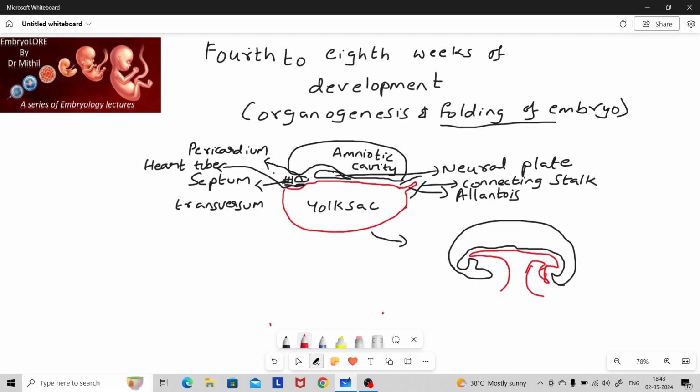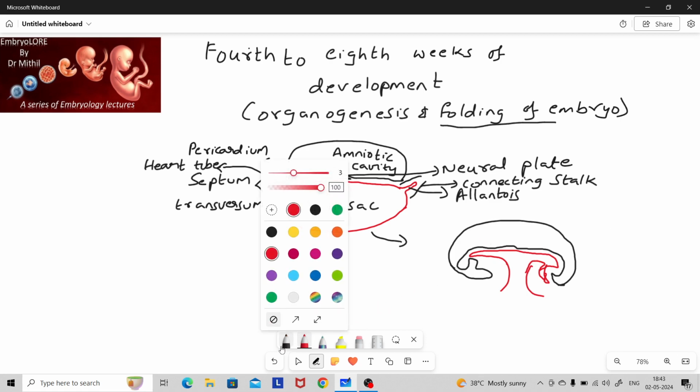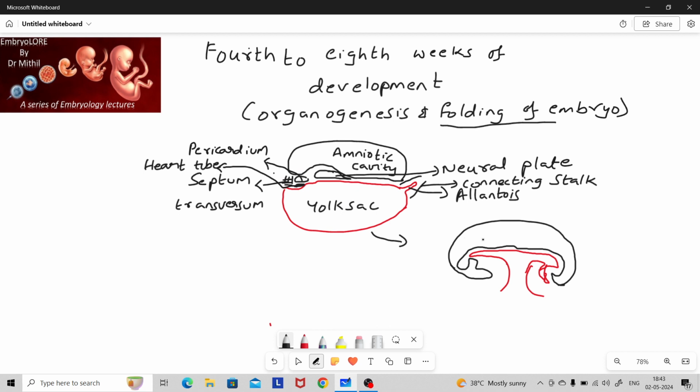Okay, so this is how the growth changes, and here once again let us see the labeling. This is the amniotic cavity, and here the same once again, that is the allantois, and here allantois and covered by the covering stalk. And now here some are the changes we have to understand.